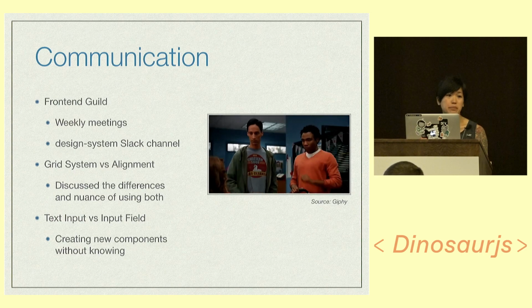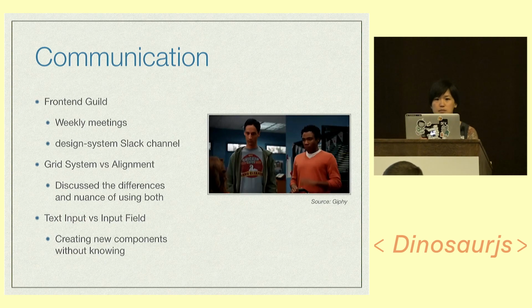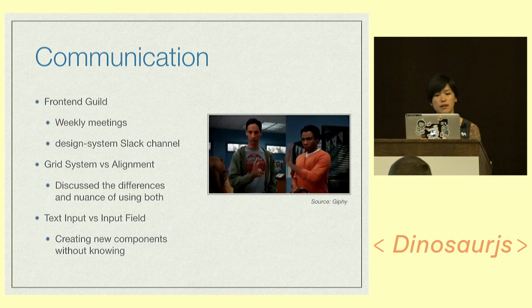Communication became a really big part of this empathy as well. So we started this front-end guild where we had weekly meetings and a design system Slack channel. That really helped us with the grid system and alignment issue that I saw earlier, because I could discuss the nuance and the difference between the grid system and the alignment and the usage of Flexbox or inline block.